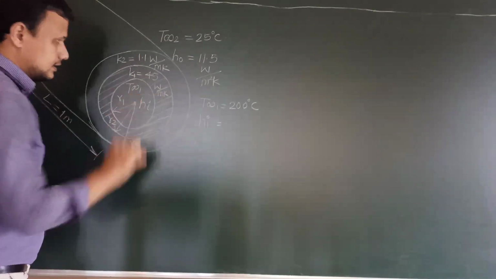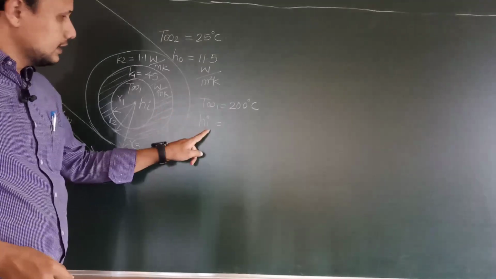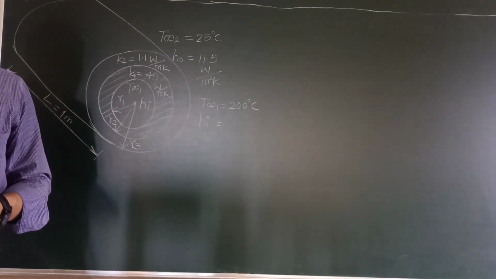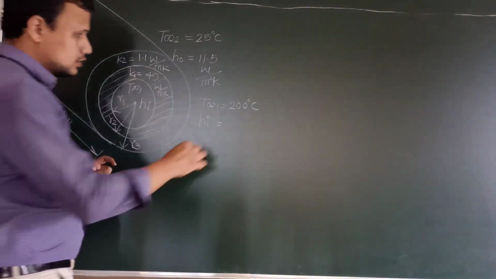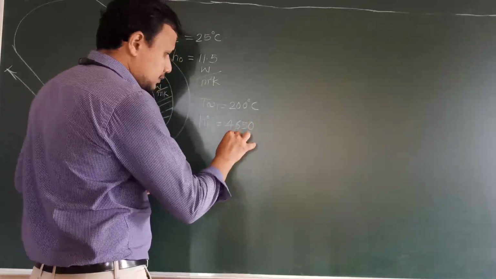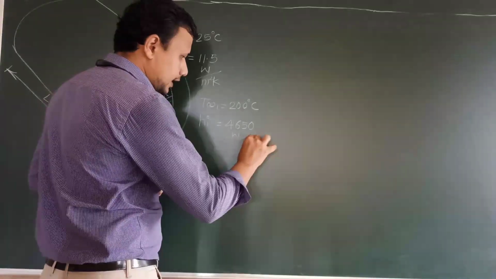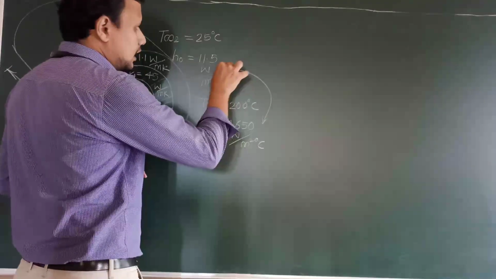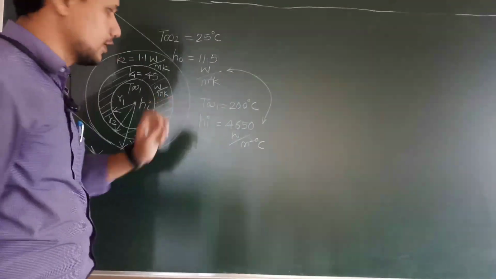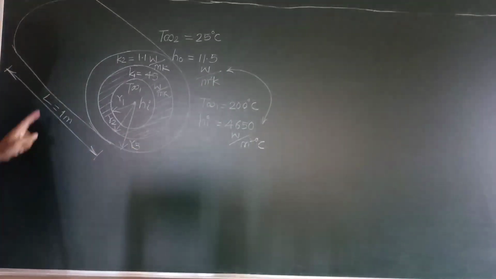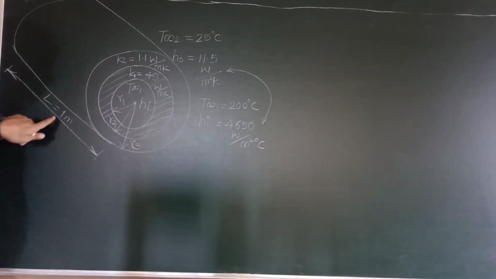Let us write it like this. On the inside, the heat transfer coefficient is very high because the steam temperature itself is very high, and it is equal to 4650 watt per meter square Kelvin or watt per meter square degree Celsius. Remember, the units are equivalent, they are not different. Now we will deal with the dimensions of the pipe. Length of the pipe is already 1 meter.